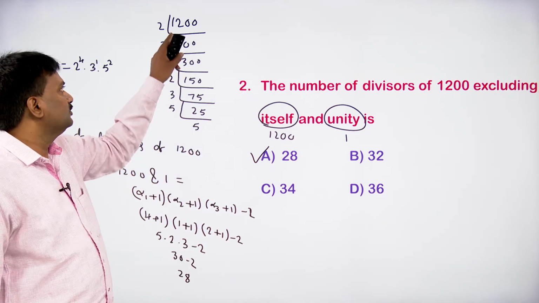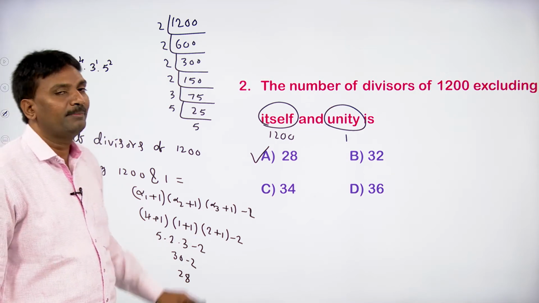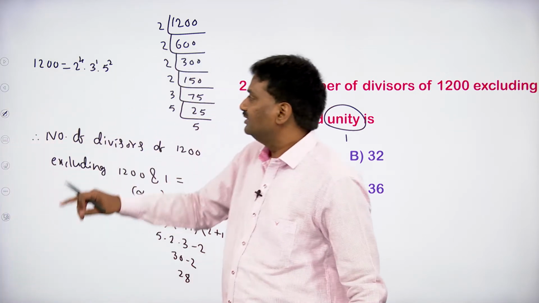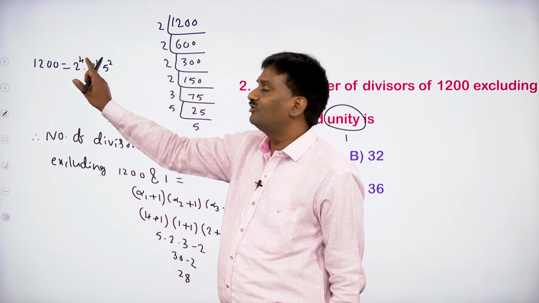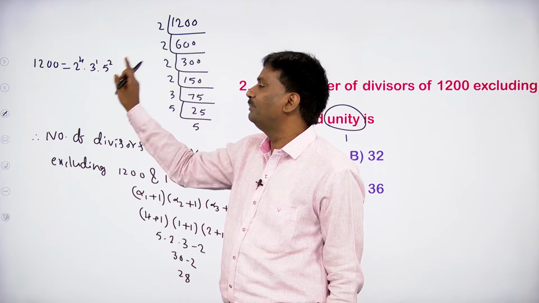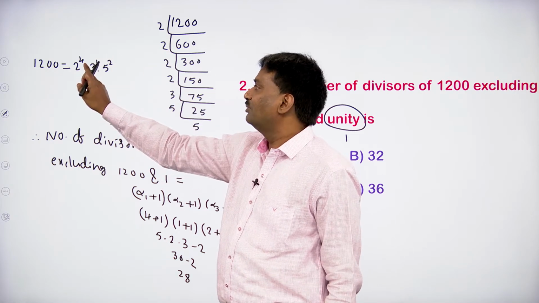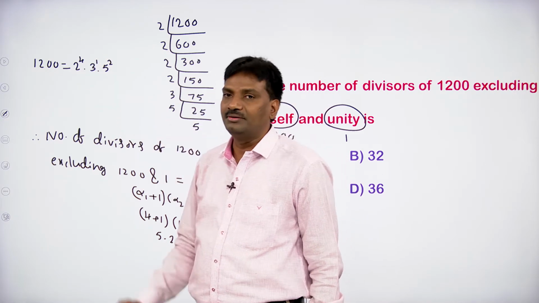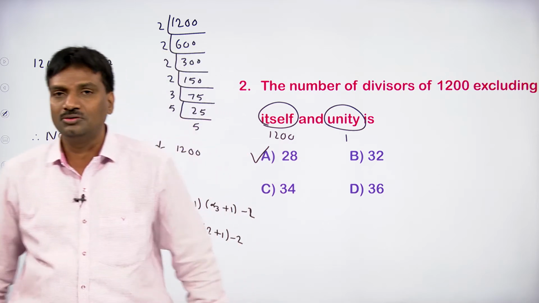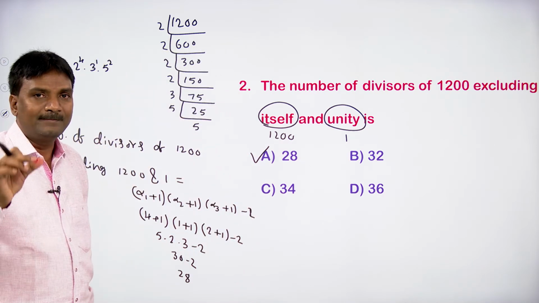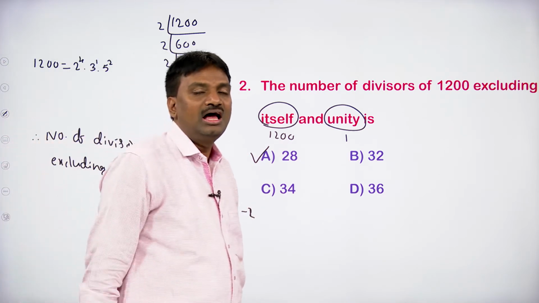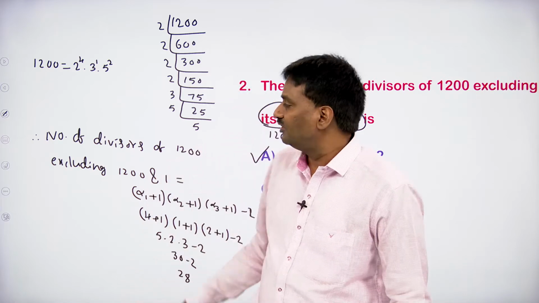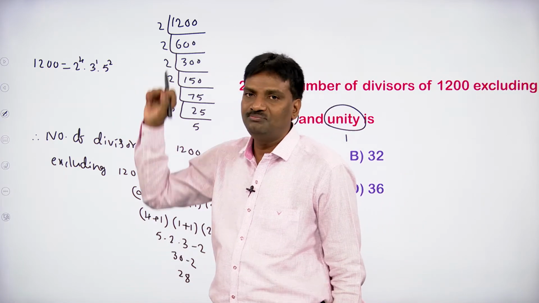So we can express 1200 as 2 power 4 into 3 power 1 into 5 square. Now this is in the form of p1 power alpha 1 into p2 power alpha 2 into p3 power alpha 3. Alpha 1 equal to 4, alpha 2 equal to 1 and alpha 3 equal to 2. We know the total number of divisors of n is (alpha 1 plus 1) into (alpha 2 plus 1) into (alpha 3 plus 1).